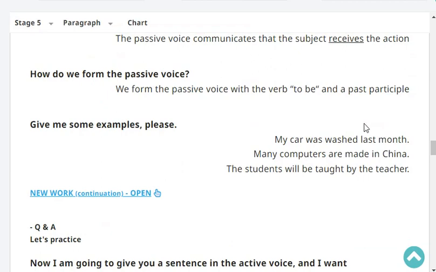Okay, here we go. How do we form the passive voice? We form the passive voice with the verb to be and a past participle. Give me some examples, please. My car was washed last month. Many computers are made in China. The students will be taught by the teacher. Very good.